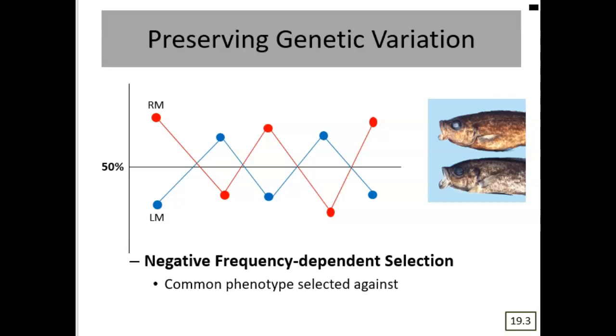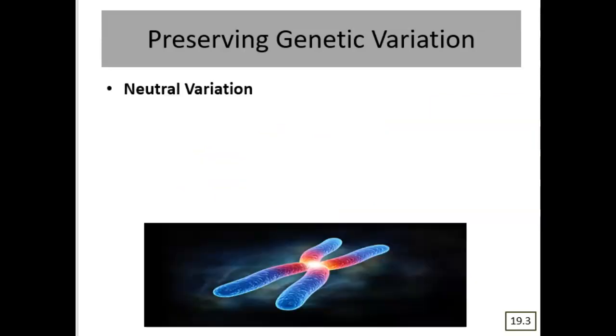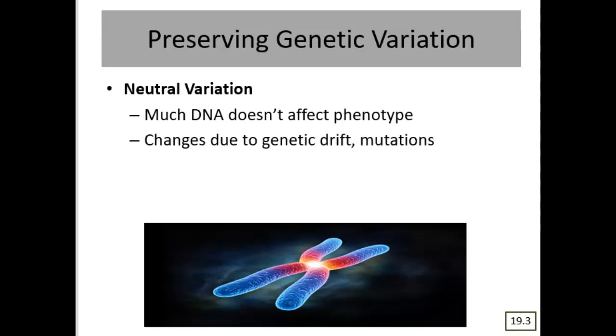All right, something else that we see that can keep variation in a population is something called neutral variation. Neutral variation is the fact that if you take a look at your chromosomes, you're going to find that there's quite a bit of DNA there that's not really doing much. It's present, it's part of the genotype, but it's not being expressed. However, even though it's not being expressed, it can still evolve due to things like genetic drift, right? Due to things like mutations. It's changing. All right, now you might say, yeah, but who cares?